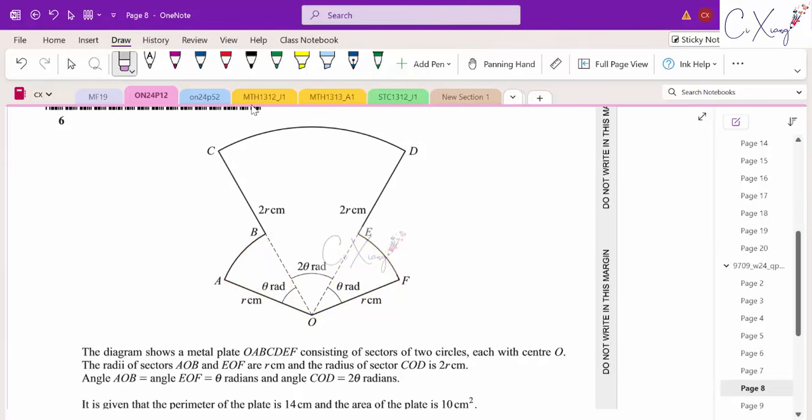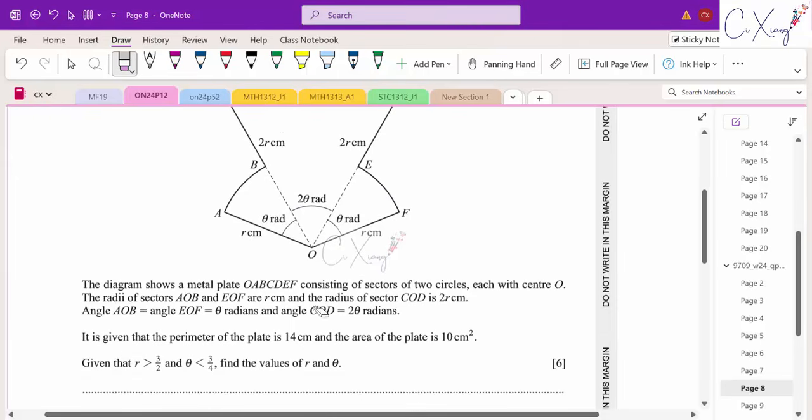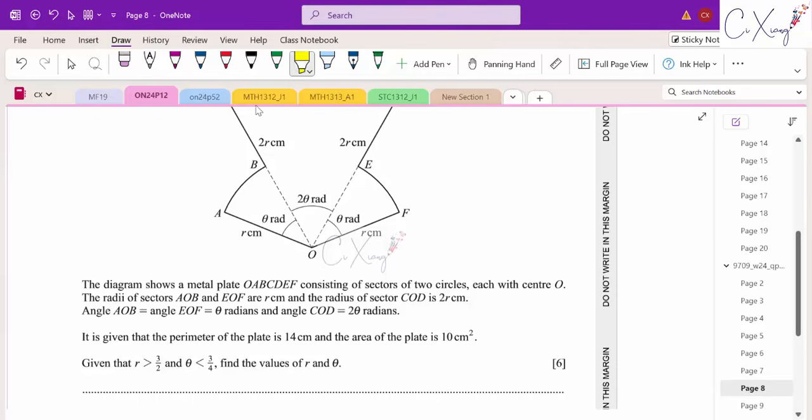So basically the paragraph is talking about what we have in the diagram. Now let's have a look at part A. It is given that the perimeter of the plate is 14 and the area of the plate is 10. Using these two pieces of information, they want us to get the values of R and theta. They also give a restriction: R must be greater than 3 over 2 and theta must be smaller than 3 over 4.